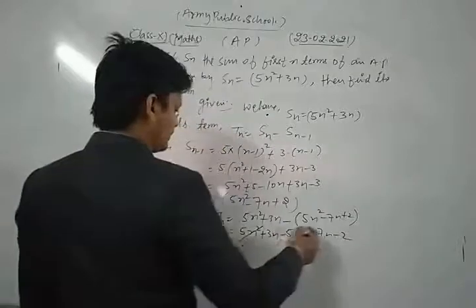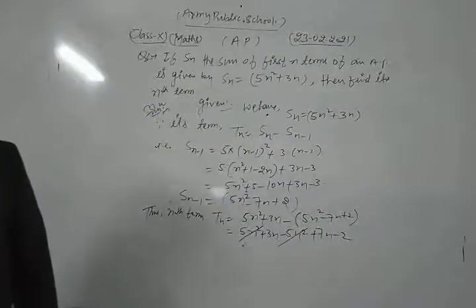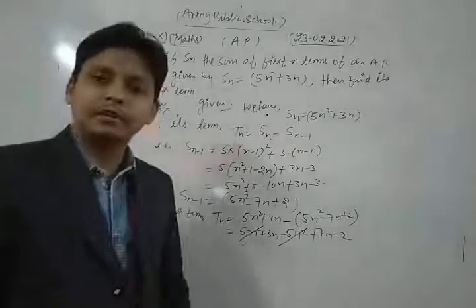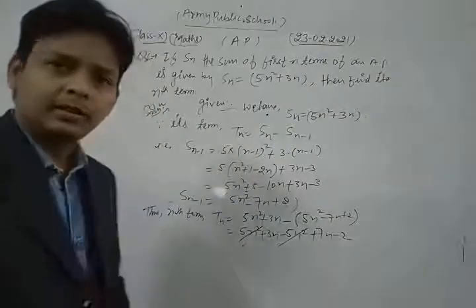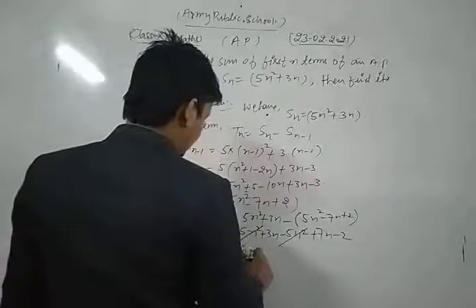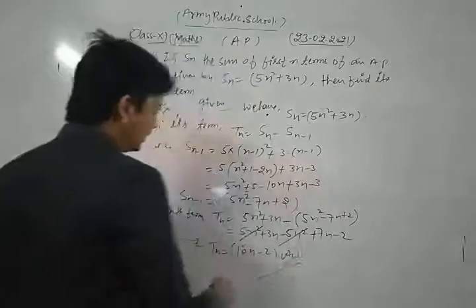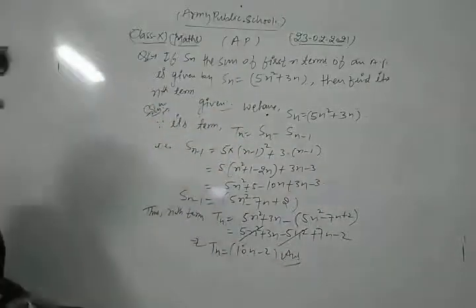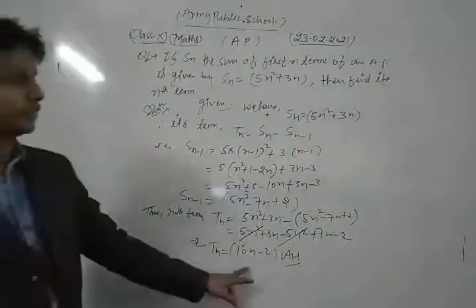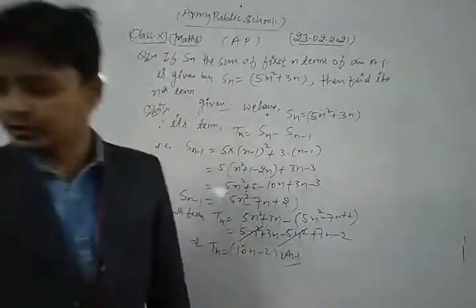Now 5n square is cancelled with each other. So we get plus 3n and plus 7n, that is plus 10n. So Tn is equal to 10n minus 2. This is the required solution of the given question. Hence, the nth term of the given AP is 10n minus 2. So this is the process to solve that type of question. Now we take one more question based on this topic.